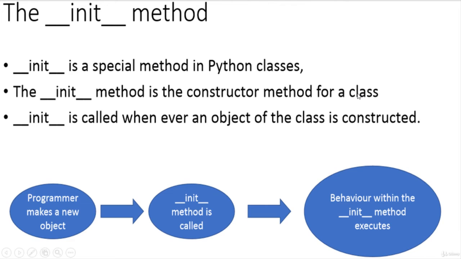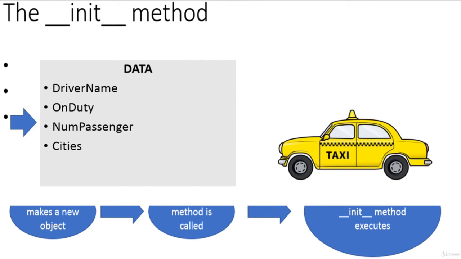Here you can see the init method. Init is a special method in Python classes, and the init method is the constructor method for a class, where you can see that the init method is called whenever an object of the class is constructed. Let's just see, you have to write your object, then you have to create the init method for it, and then you have to access all of the attributes and behavior of your methods with the help of this init method. Here you can see that with the help of that init method we have to access all of these data, like our old example when we were studying about the classes.